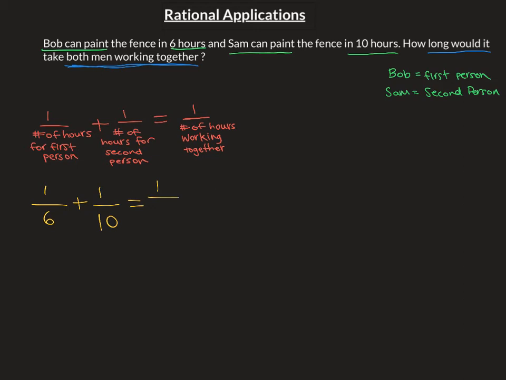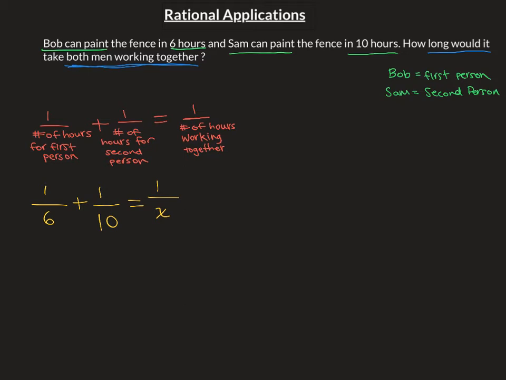Now, the question is asking us to find how long it would take them working together, so we don't have that. So what we can do is just replace it with an x. So 1 over 6 plus 1 over 10 equals 1 over x. Now, our next step, once you've gotten to this point, is to take your two given numbers. In this case, our two given numbers are 6 and 10.